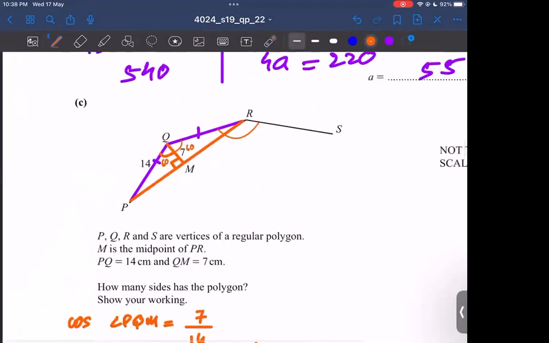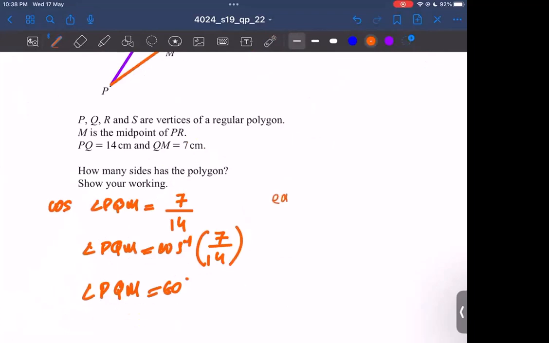So the formula for each interior angle of the polygon is n minus 2 multiplied by 180, divided by n. This is 120, but I don't know the value of n. So let's multiply 180 with n. You got 180 n. 180 into 2, we got 360 here.